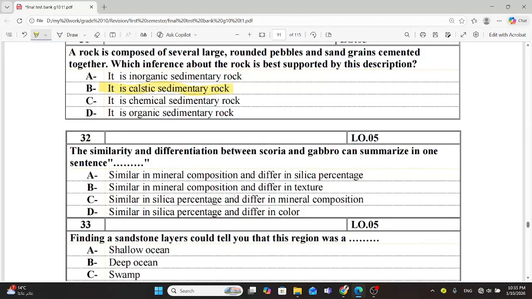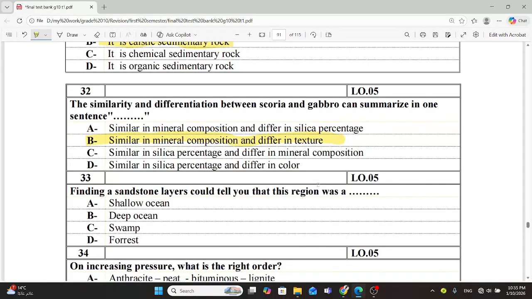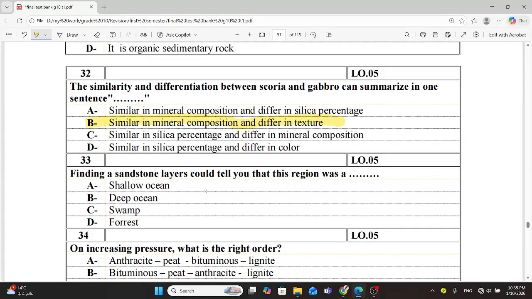The similarity and difference between scoria and gabbro can be summarized in one sentence. Similar in mineral composition and differ in silica percentage? No, similar in mineral composition and differ in texture. The next question: finding a sandstone could tell you that this region was a shallow ocean.